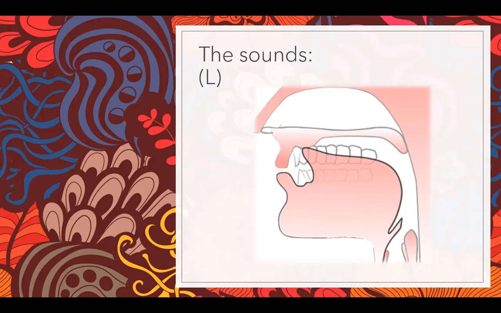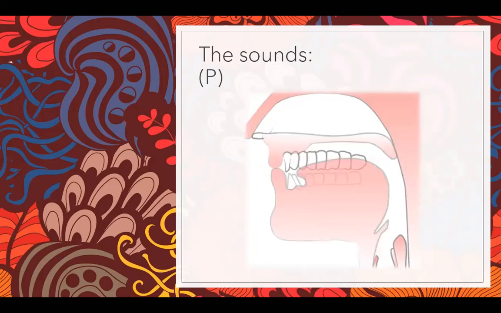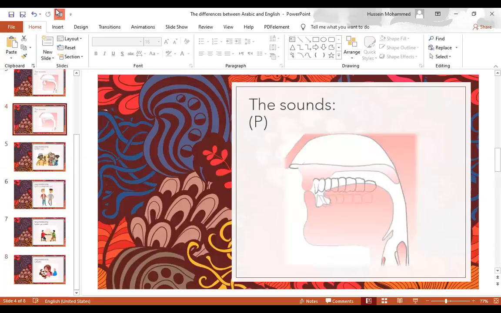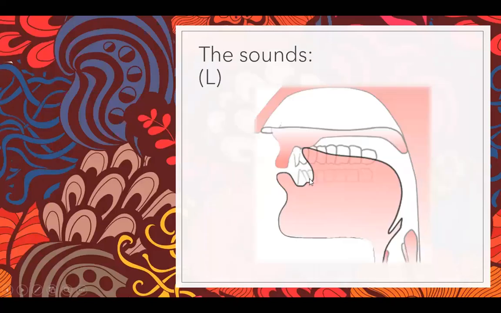And the Arabic people don't really realize that there are two L's, the dark and the light, and they are pronounced differently. You can see here, the light L is from the beginning of the mouth, touching the alveolar ridge, and the dark L is from the back of your tongue. It's like a terminal L, and it's strong from the back of your tongue.